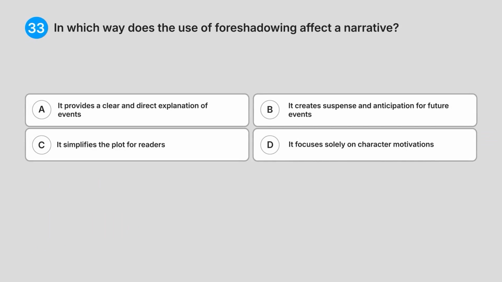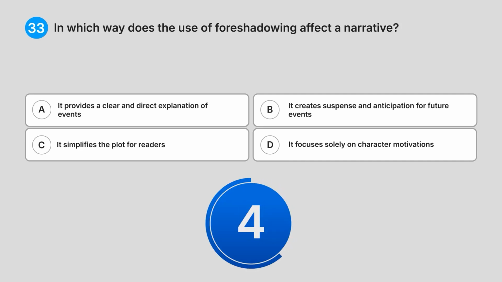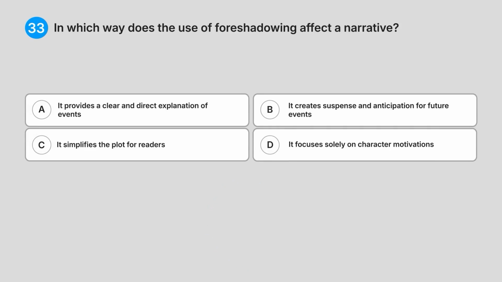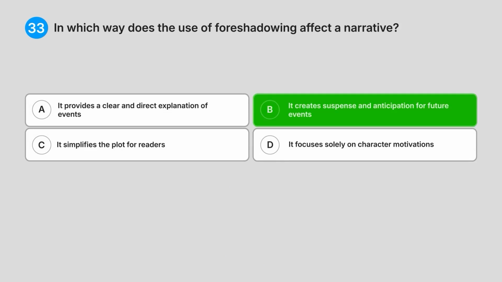33. In which way does the use of foreshadowing affect a narrative? A. It provides a clear and direct explanation of events. B. It creates suspense and anticipation for future events. C. It simplifies the plot for readers. D. It focuses solely on character motivations. Do you know the answer? Correct answer: B. It creates suspense and anticipation for future events.